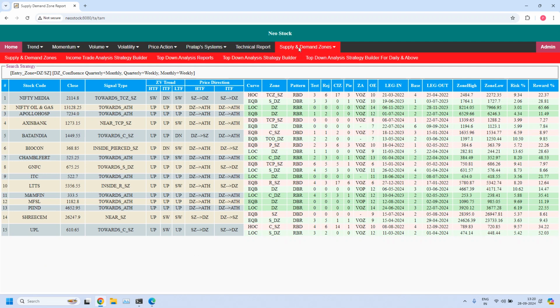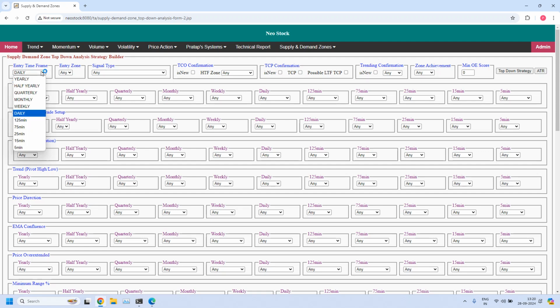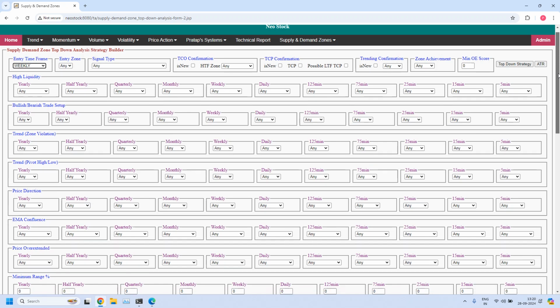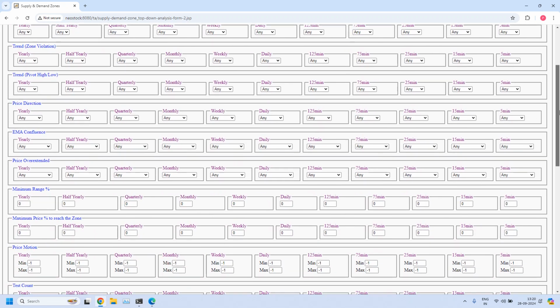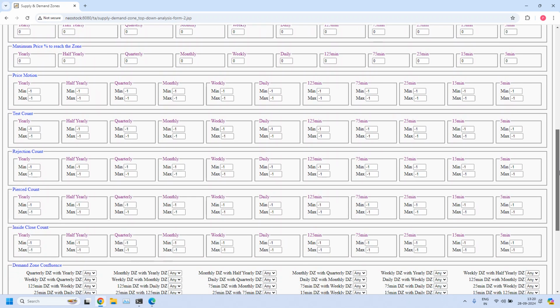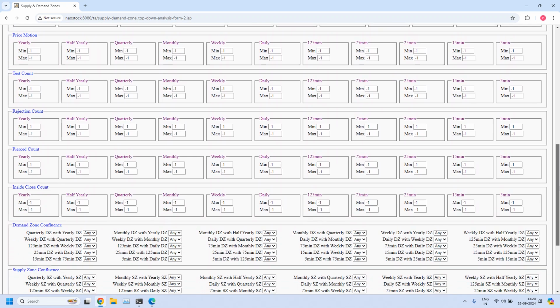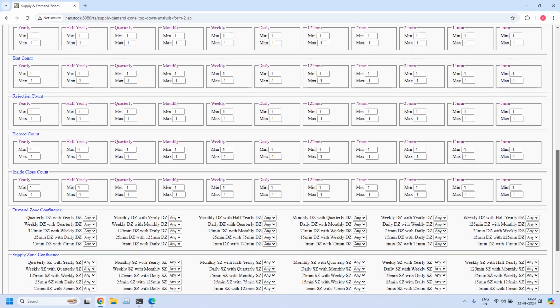Okay, next report is about supply zone confluence. So entry time frame is weekly. We need to look for weekly, monthly and quarterly supply zone confluence. That means weekly supply zone should be part of the monthly supply zone, both together part of the quarterly supply zone. So for that, the first filter, weekly supply zone with monthly supply zone, I am enabling the filter. And then weekly supply zone with quarterly supply zone, I am enabling the filter. And then monthly supply zone with quarterly supply zone filter is also I enabled.